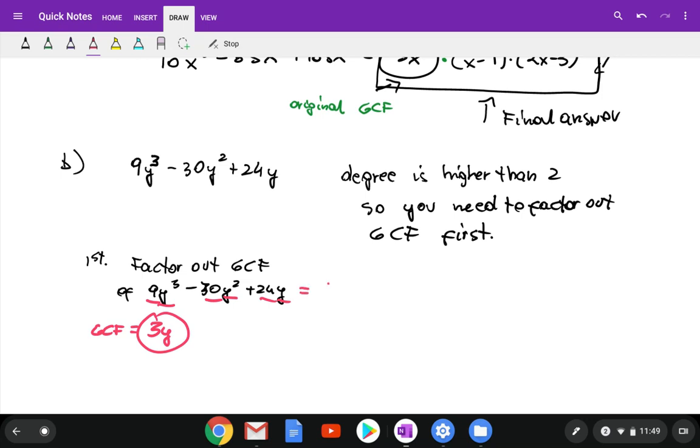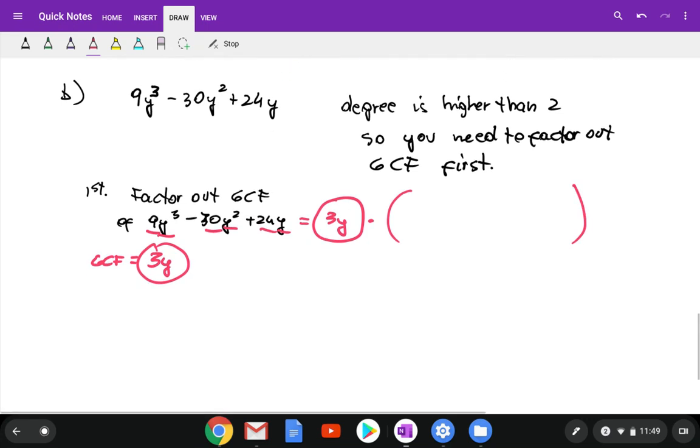So we're going to rewrite that as 3y times, and let's show work how we're going to find the expression which goes inside the parenthesis. So take the first expression, which is 9y to the third power, and divide that by the GCF, which is 3y. 9 divided by 3 will give you 3. Y to the third power divided by y will give you y squared. So that goes inside: 3y squared.